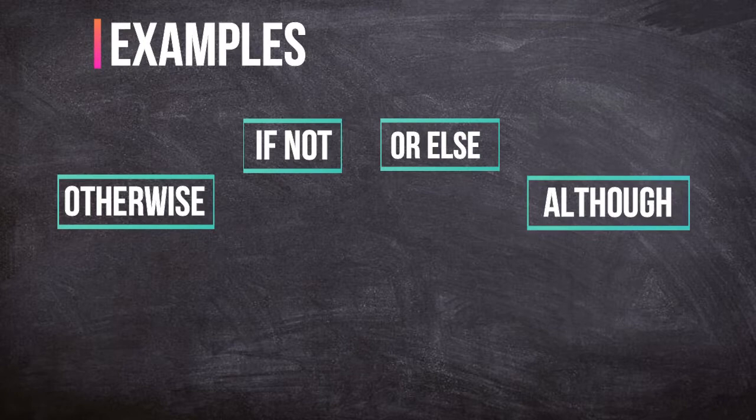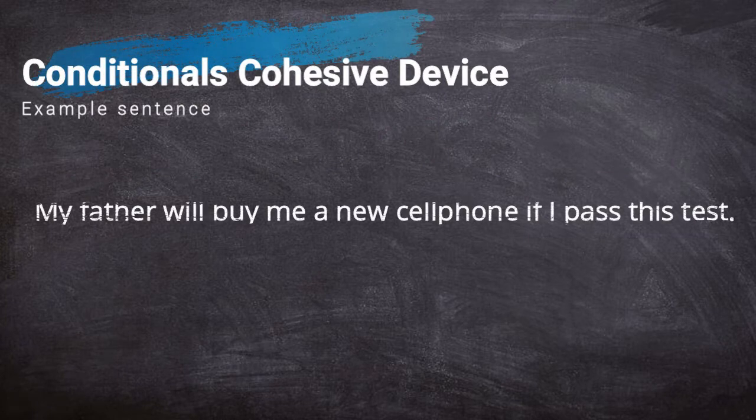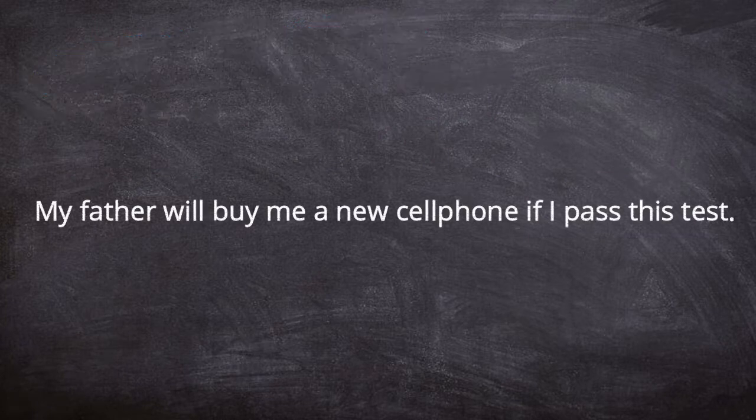Tingnan natin ang halimbawang pangungusap. Alright? Let's proceed with the example of conditionals. My father will buy me a new cell phone if I pass the test. Nandyan, ang ginamit natin ay if. Conditional siya, no? Kasi bibilhan ka lang ng father mo ng bagong cellphone kapag naipasa mo ang test. Ang ginamit na cohesive device ay if.